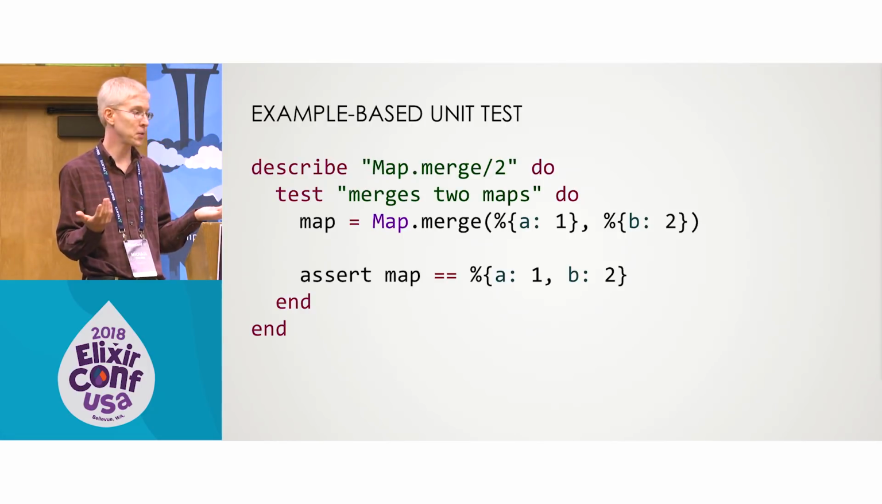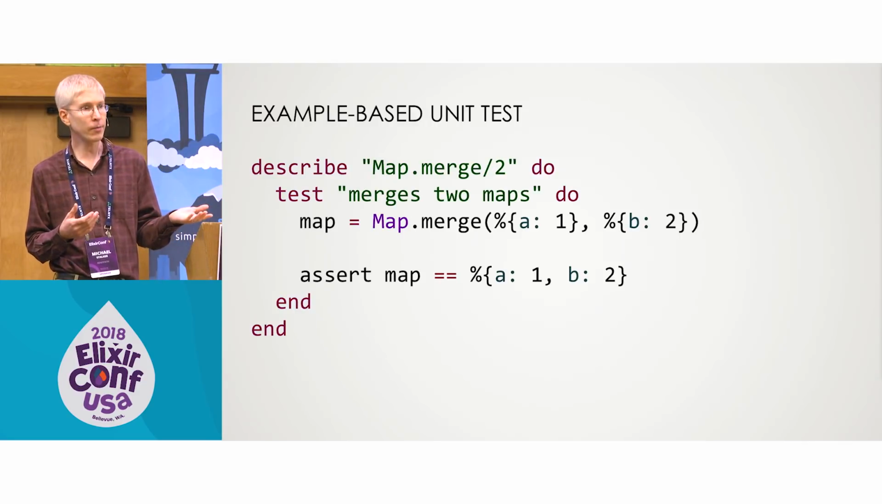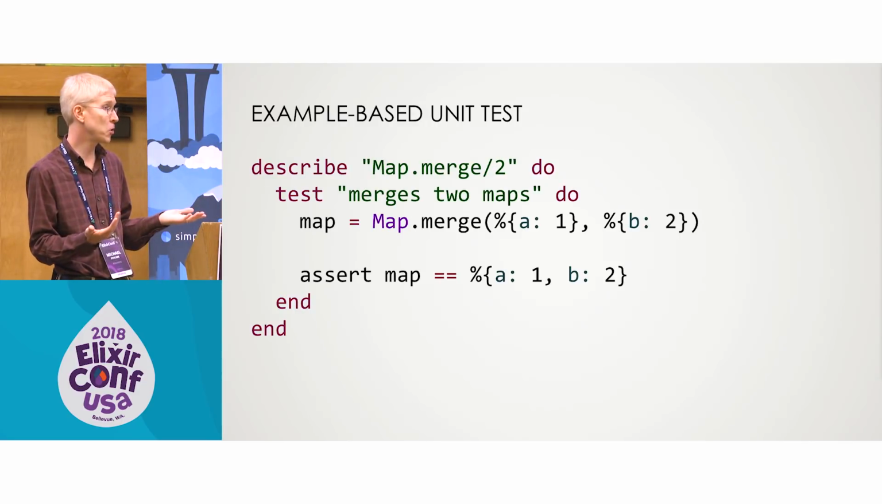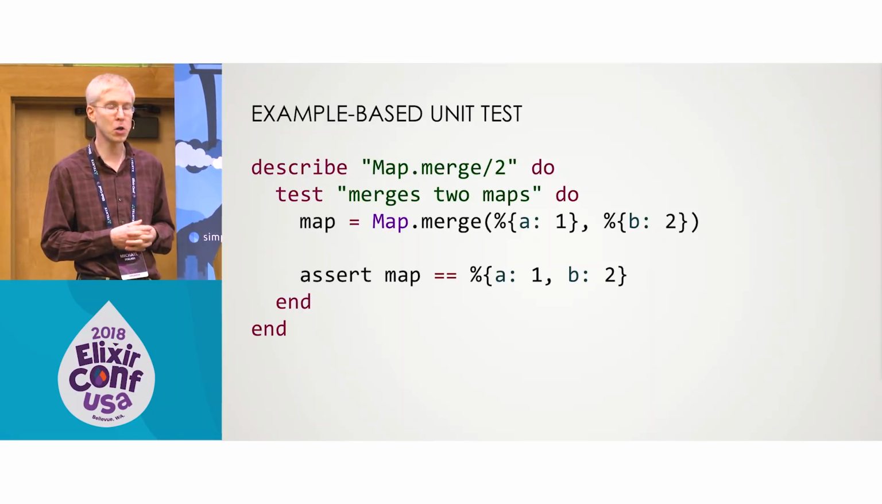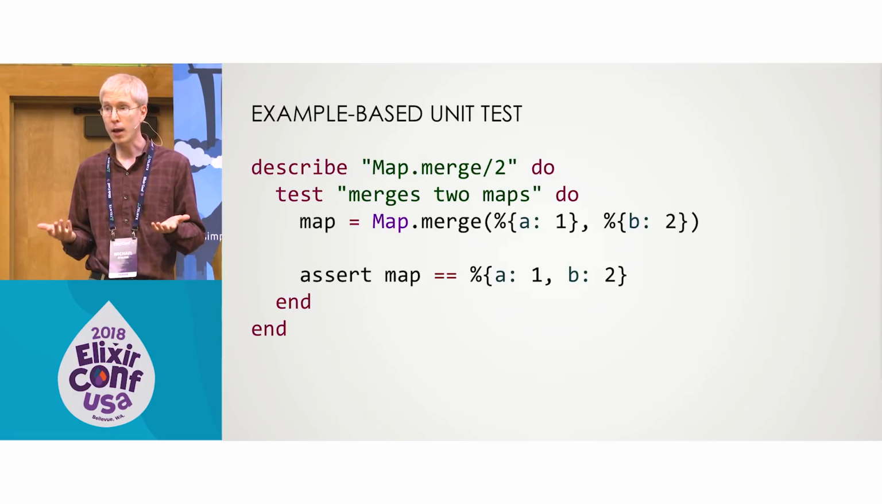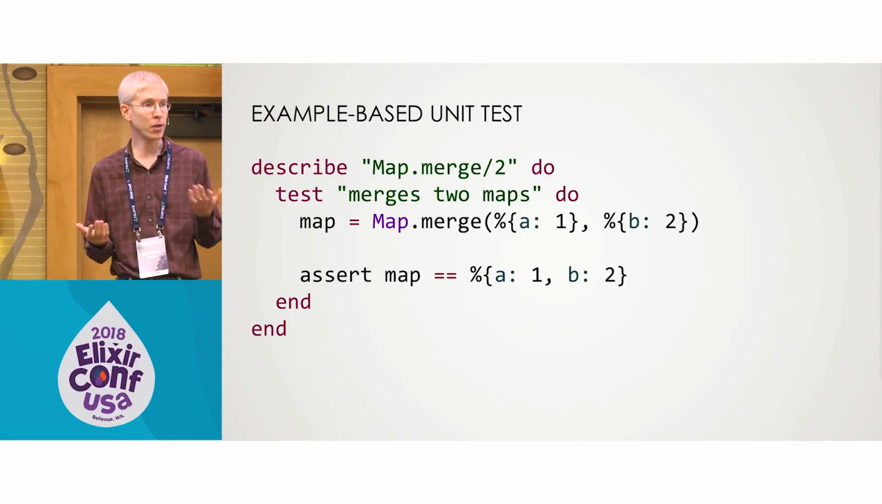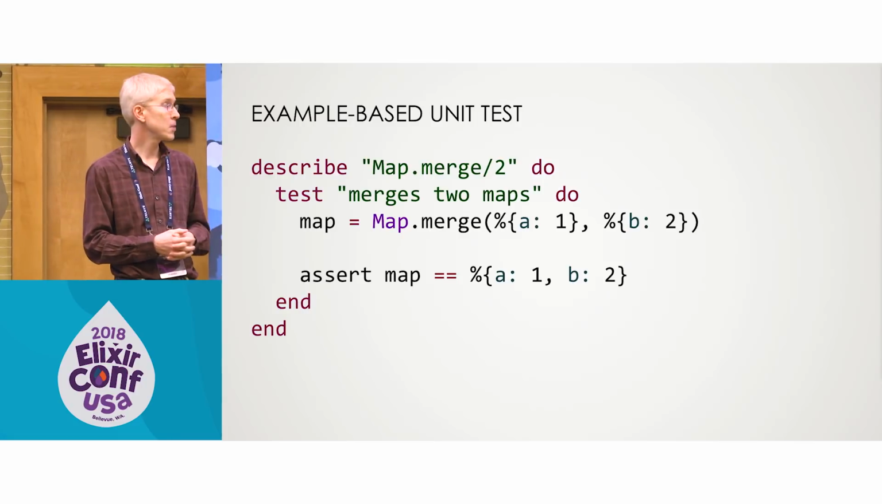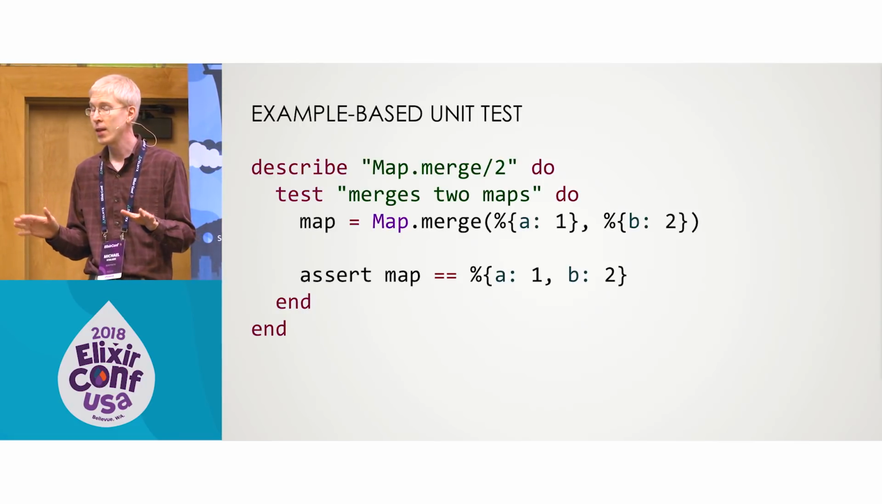It merges two maps. So you've got two maps. One has a key of A and a value of 1. The other map has a key of B and a value of 2, and you would expect that if you pass these two things to the merge function, you would end up with one map that has A and B as the keys and 1 and 2 as the values, right? So for most of you, this is nothing new, nothing surprising.